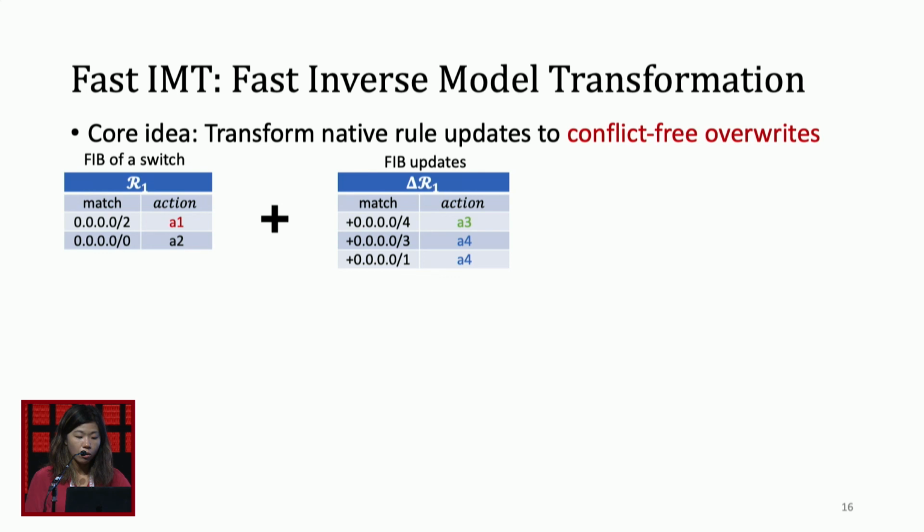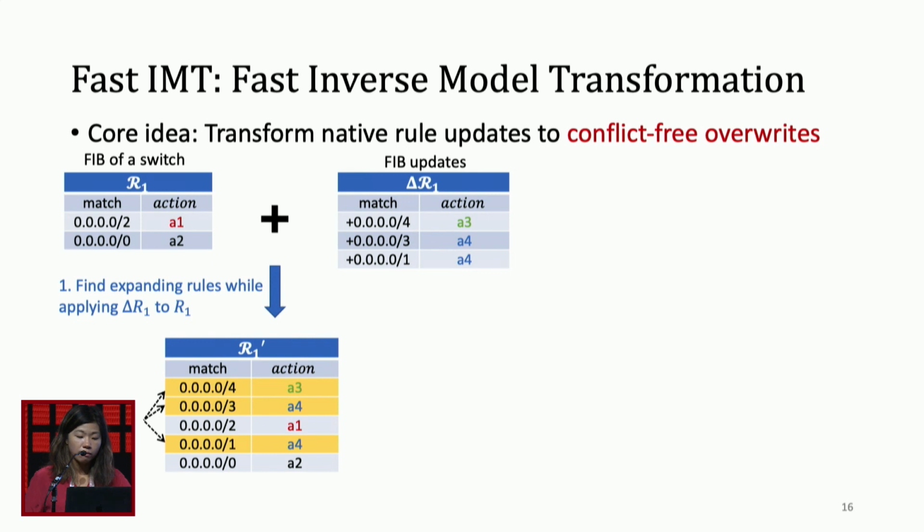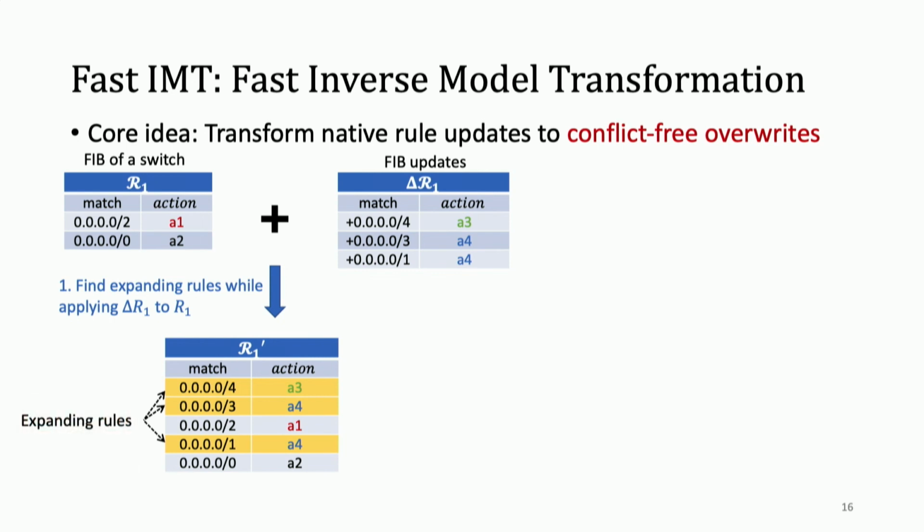So the same example of a FIB with 2 entries to start with, and then we receive the FIB update with 3 data rules. So the first core idea is that we need to identify the FIB updates that could be potentially aggregated. So we call these candidates expanding rules. Expanding rules means that these rules could cause an expansion of the original header space and action space. So in this example, the 3 expanding rules are marked as yellow.